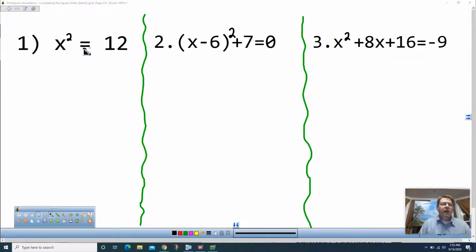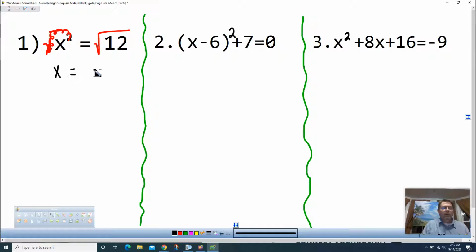Okay, now this is a nice one. It's just got x squared equals 12. So a quick way we can solve this is just by taking square roots of both sides. We would take the square root of the left side, the square root of the right side, the square and the square root would cancel out. And so we get an x that would pop out. And then we got the plus or minus the square root of 12.